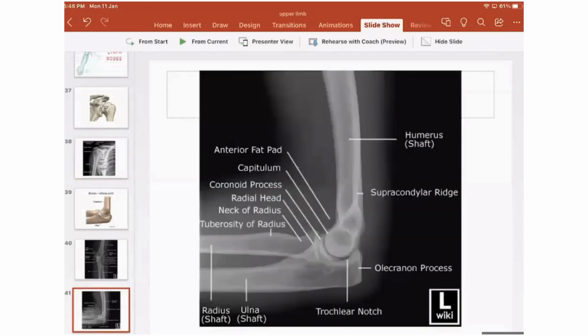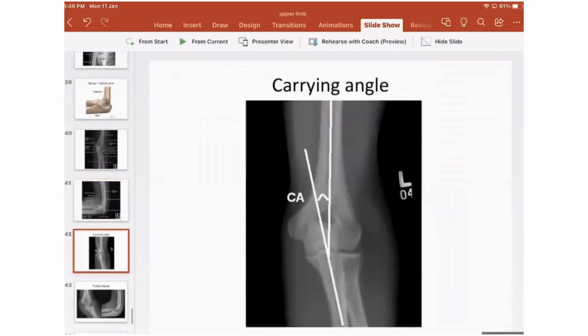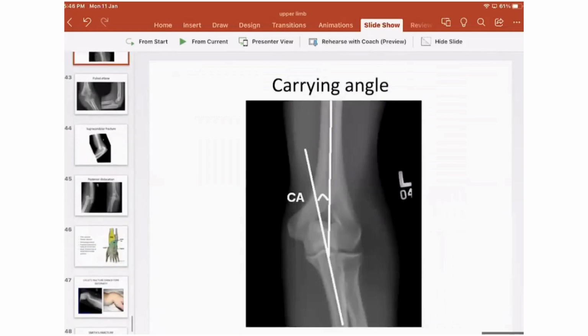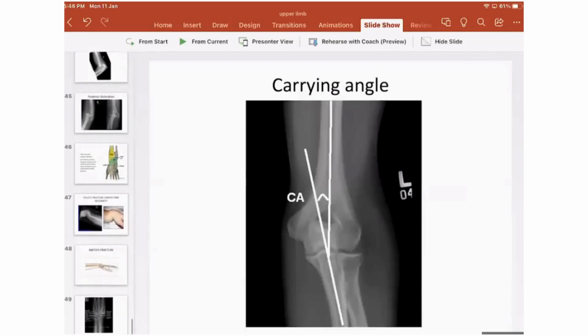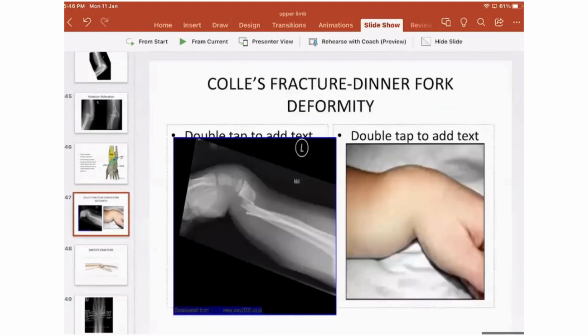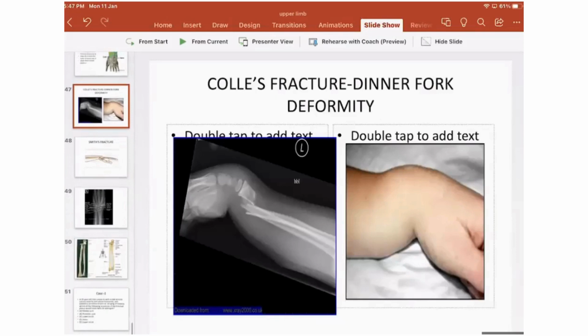Likewise, this is the X-ray of the elbow. This angle I already told you about, am I right? The angle between the arm and forearm is called the carrying angle. This is the X-ray of the wrist. You should be able to appreciate 8 bones in the picture. Colles fracture is the fracture of the lower end of radius. The deformity is dinner fork deformity.